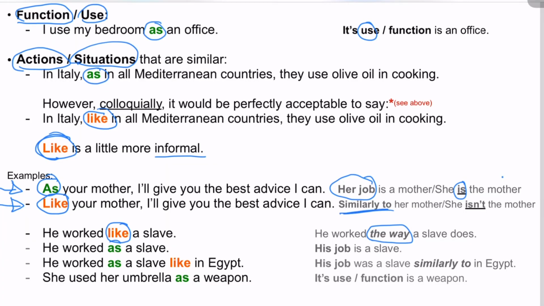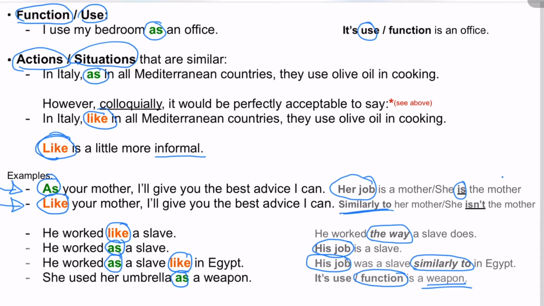So he worked like a slave, he worked the way a slave does, he worked really, really hard. Instead, he worked as a slave means his job was to be a slave. It's very different. Or we can even say he worked as a slave, like in Egypt, means his job was a slave, and it's similar to the period of the Egyptians who had a lot of slaves. Instead, she used her umbrella as a weapon, means the function of this umbrella is not to protect you from the rain, but to protect you from danger, and so you can use it as a weapon. A gun is a weapon, a bow and arrow are weapons, a bomb is a weapon.